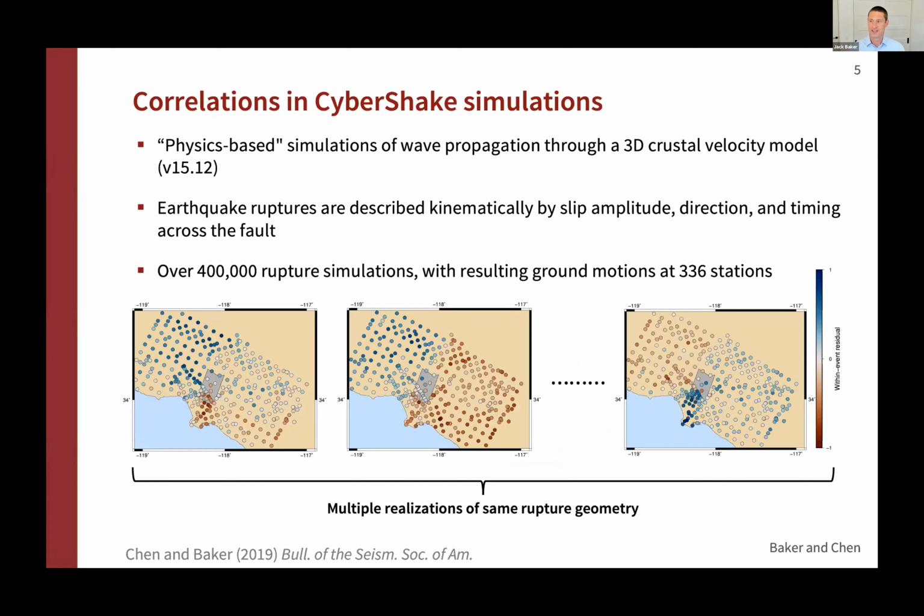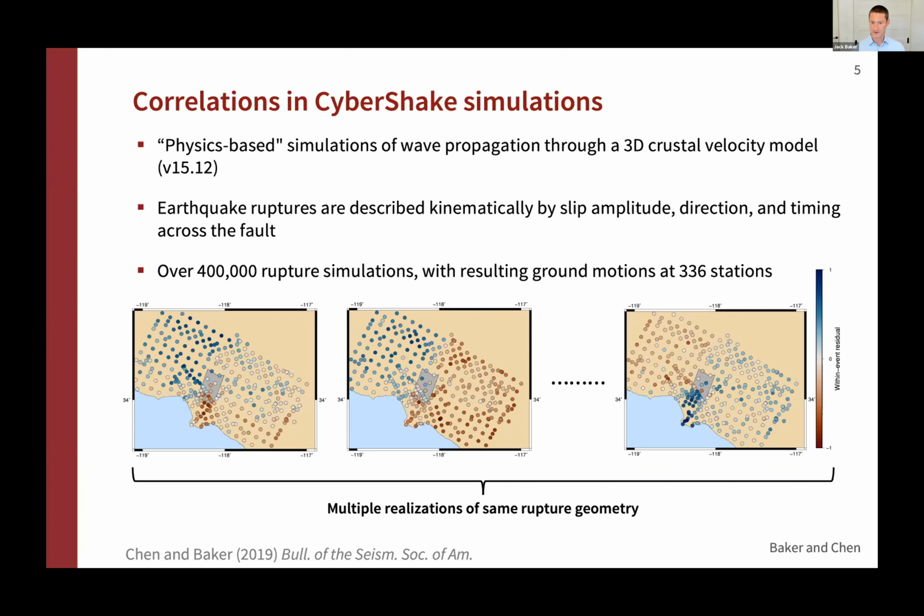So now let's switch to simulations. With that as motivation, I want to look at the CyberShake simulations, and I've heard lots about these. I don't think I need to give much detail, and we're strictly consumers of these simulations, not producers. But we're using version 15.12. This is wave propagation through a 3D crustal velocity model in Southern California. There are about 400,000 rupture simulations and ground motion time series at 336 stations. The maps at the bottom show the locations of the stations.